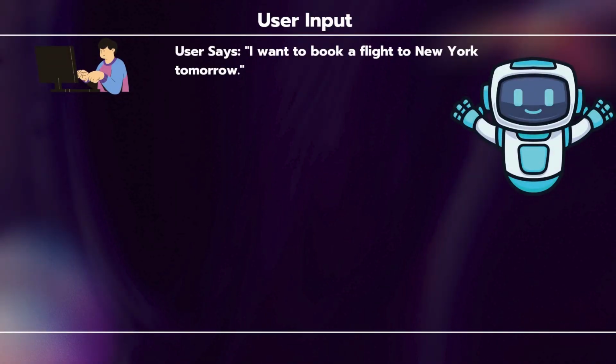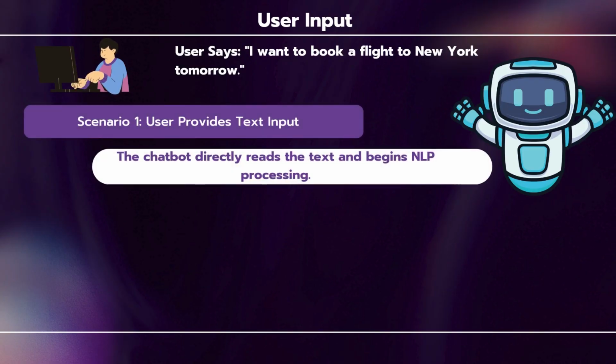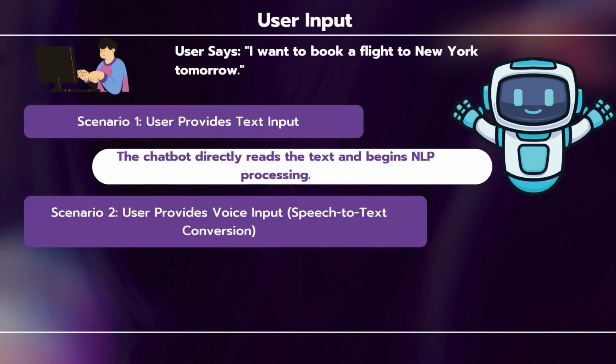When a user wants to interact with a chatbot, they can do so in two ways: text input or voice input. In scenario 1, the user directly types their query, and the chatbot reads this text. For example, I want to book a flight to New York tomorrow. Then it immediately begins natural language processing to understand the request and generate a response.